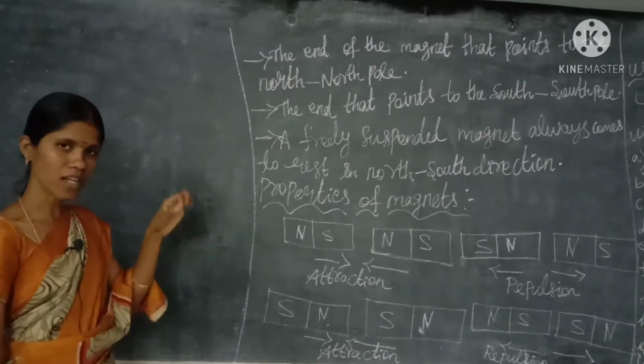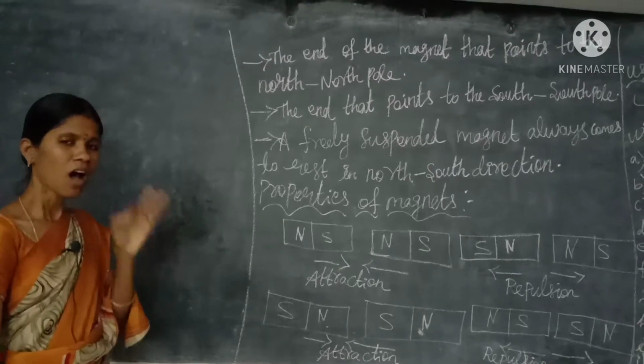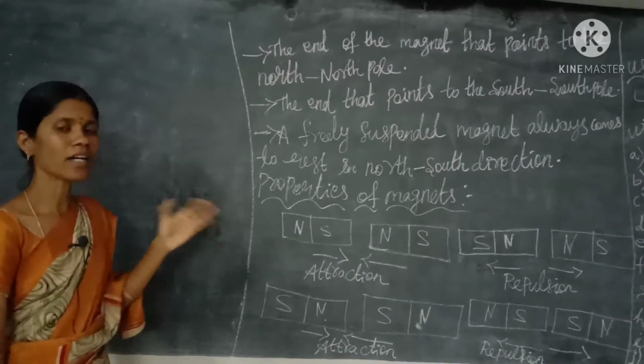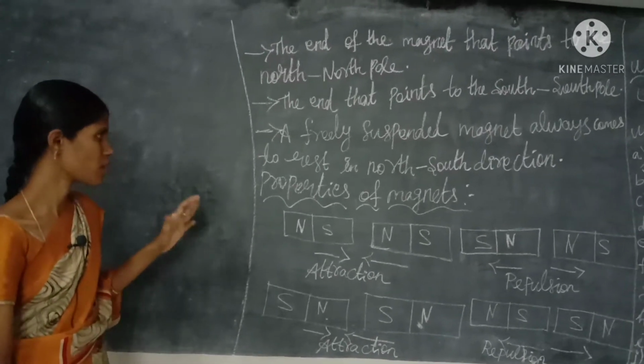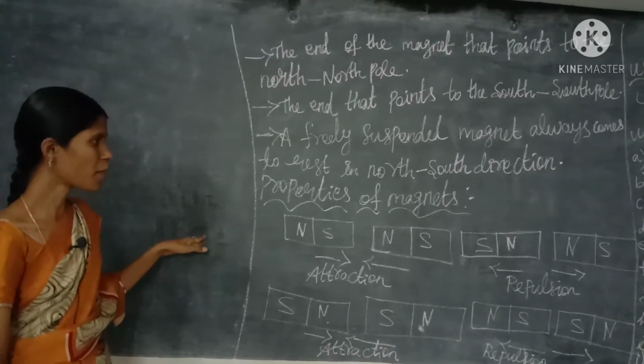ஓகே, ஸோ ஃப்ரீயாக ஆசிலேட் பண்ண பின்னாடி இருக்கக்கூடிய மேக்னெட் ஆல்வேஸ் எப்படி இருக்கும்? டுவர்ட்ஸ் தி நார்த் அண்ட் சவுத் சைடு ஆஃப் தி எர்த். ஓகே, ஸோ தி நெக்ஸ்ட் ஒன் இஸ் வாட் மீன்ஸ் ப்ராப்பர்ட்டி ஆஃப் தி மேக்னெட்.